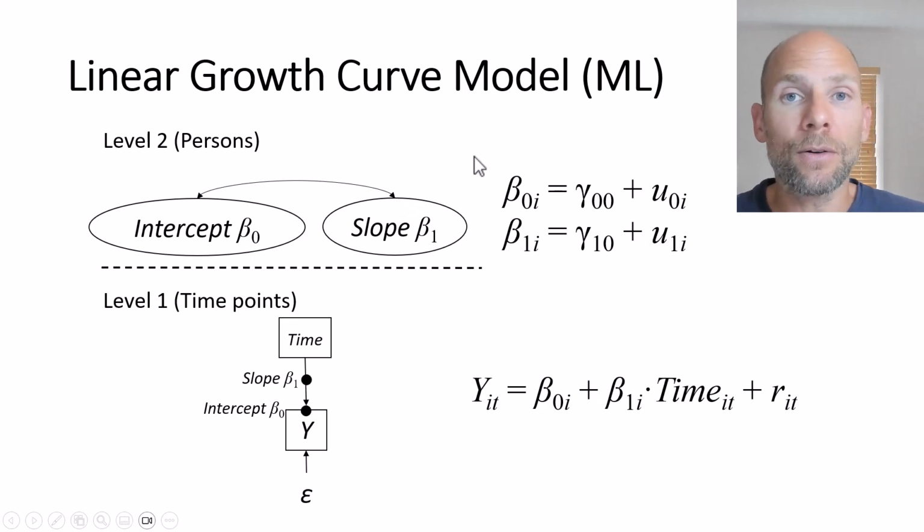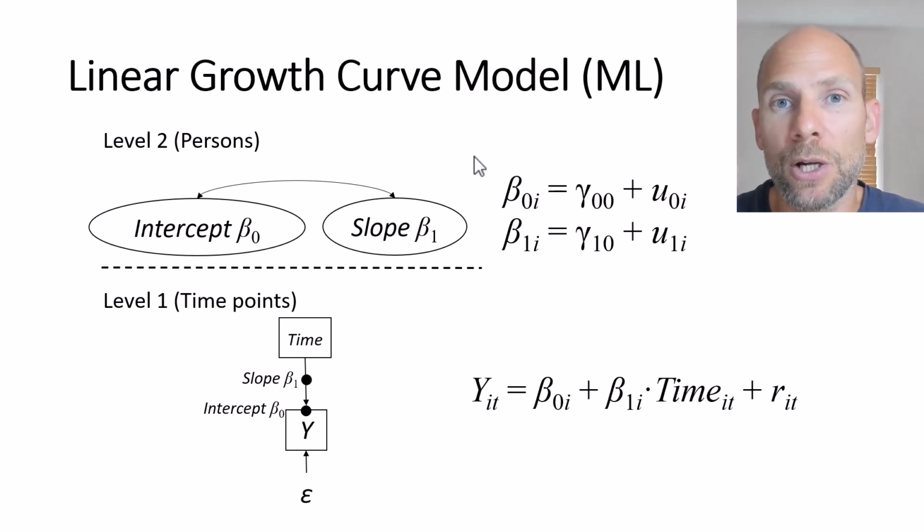Now, this latent growth curve model is equivalent to a model that can be specified within the SEM framework if we assume that the measurement error variances, so the variances for epsilon, are held equal across time.